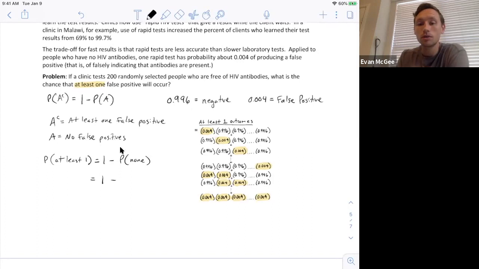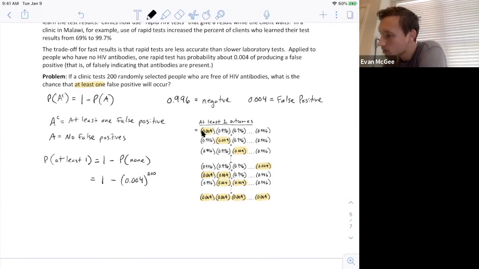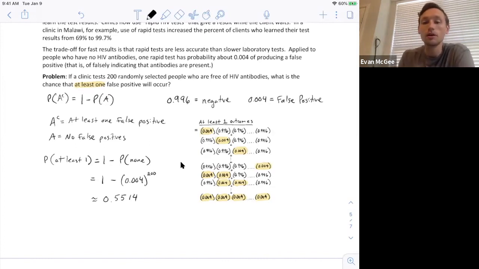So how can we calculate the probability that there are no false positives? If there are 200 people, we're going to multiply the probability of a correct result, 0.996, times itself for each person. And so the probability of at least one false positive in the 200 people is going to be 0.5514. So remember, if you see at least one, it's your cue for using the complement rule. Identify your event A as no false positives, or whatever it is for your scenario, and the complement would be at least one, and apply this rule to answer any at least one probability question.